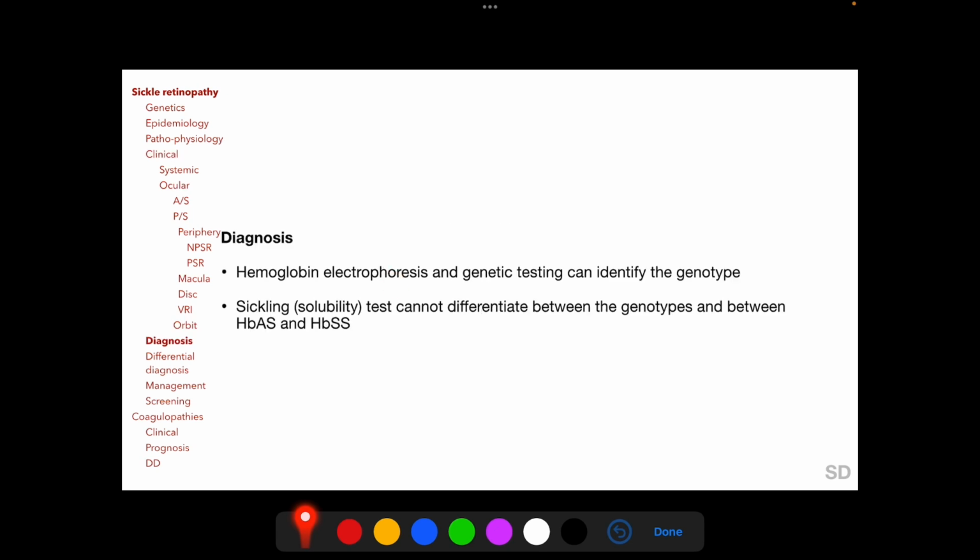Hemoglobin electrophoresis and genetic testing can differentiate between the 3 sickle genotypes, but sickling or solubility tests cannot differentiate between the three sickle cell disease genotypes and also cannot differentiate between sickle cell trait and sickle cell disease.